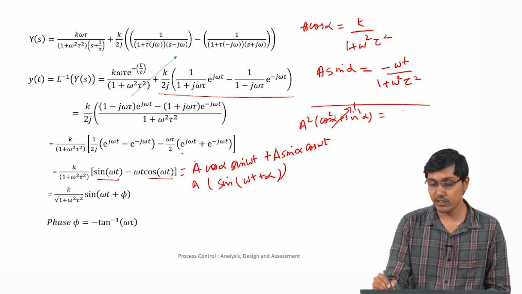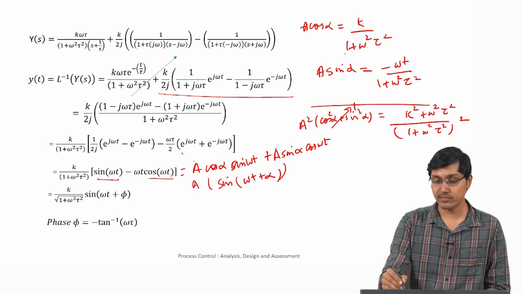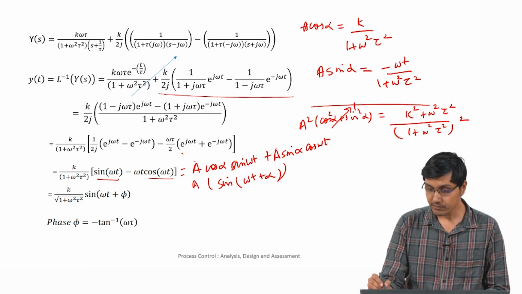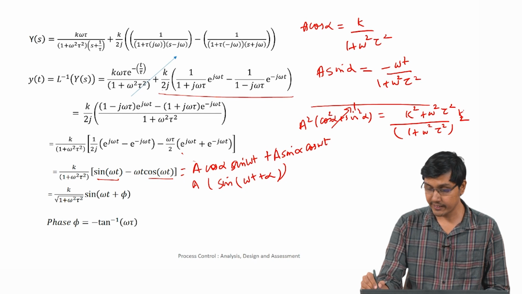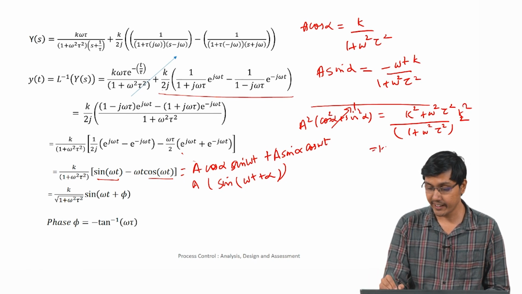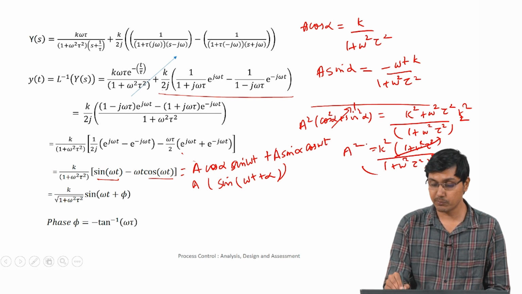So a square equals k square plus omega square tau square in the numerator, and the denominator is the same, so they get added up: omega square tau square, the whole square, because we have squared these two terms and added. Now we can see this also has a k term, so we can take k square outside: 1 plus omega square tau square by 1 plus omega square tau square the whole square. So this gets cancelled, and a square is this particular term.